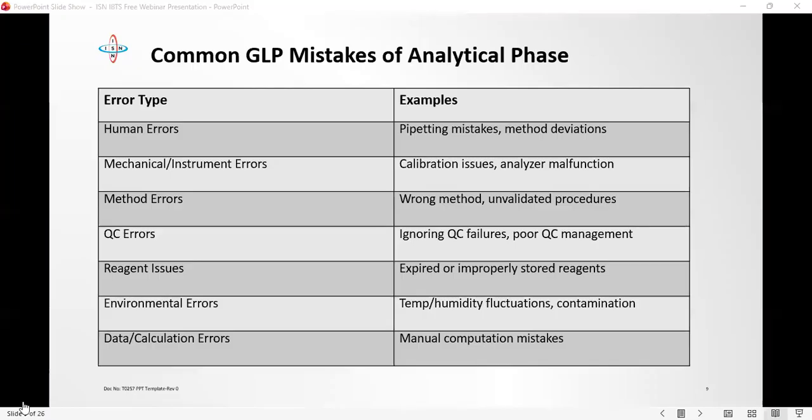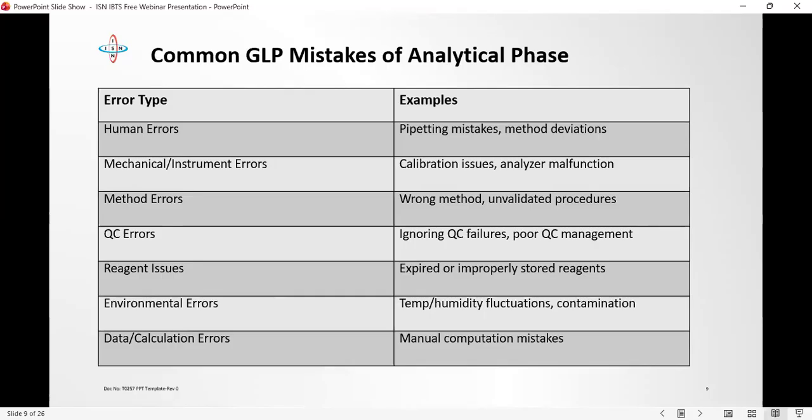Sorry about that. Okay, so quality control errors. Ignoring your QC failures can also be an issue. Reagent issues are also expired or improperly stored reagents. You always make sure that your reagents are stored properly and they are not expired. Both onboard and pack expiry is not compromised while using those reagents.